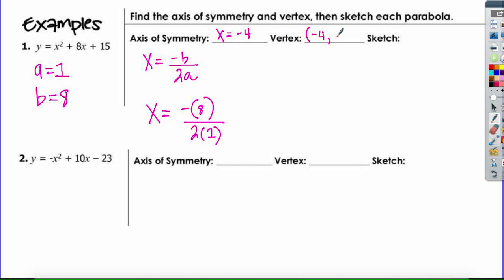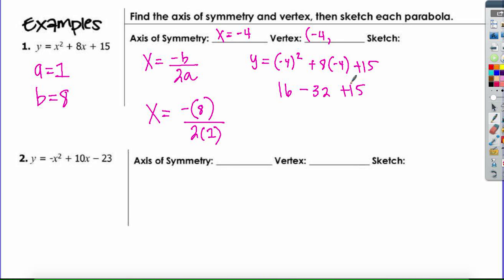Now we need to find the y-coordinate for the point of the vertex. So we're going to find out what y is equal to when x is negative 4. We're going to substitute negative 4 into our original function, everywhere we have an x, to figure out what the y-coordinate is. So y equals negative 4, make sure it's in parentheses, squared, plus 8 times negative 4 plus 15. Negative 4 squared is a positive 16. 8 times negative 4 is going to give us a negative 32, plus 15.